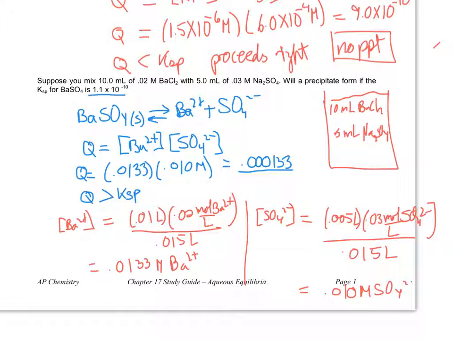So let's think about this. My product to reactant ratio right now is too large compared to what it'd be at equilibrium. So if it's too large, that means I have too many products. So it's going to shift to the left to make more solid, and therefore a precipitate does form. And so that's our answer.